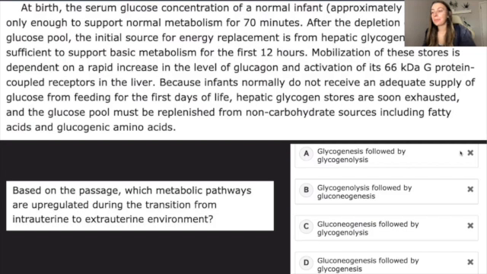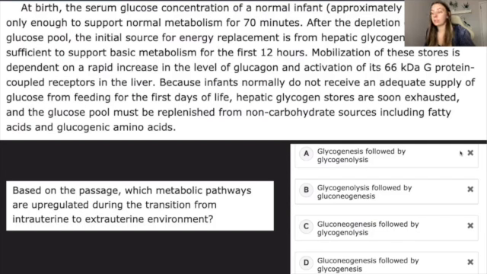So the passage says, at birth, the serum glucose concentration of a normal infant, approximately 4.5 millimolar, is only enough to support normal metabolism for 70 minutes. After the depletion of the blood glucose pool, the initial source for energy replacement is from hepatic glycogen. Hepatic means liver, so that's basic science, which is sufficient to support basic metabolism for the first 12 hours. Mobilization of these stores is dependent on a rapid increase in the level of glucagon and activation of its 66 kilodalton G protein coupled receptors in the liver.